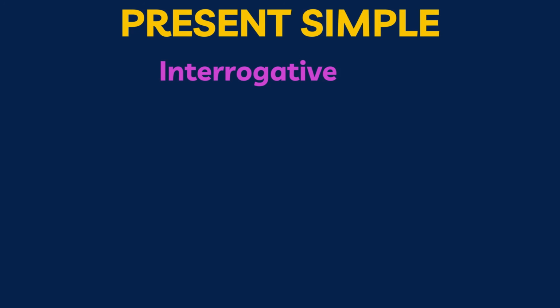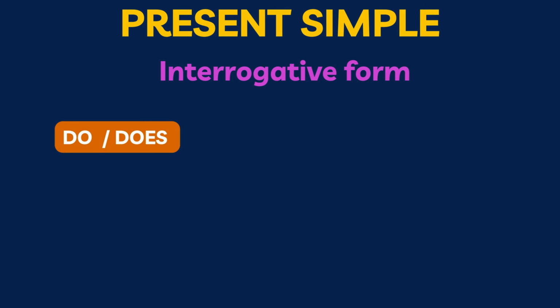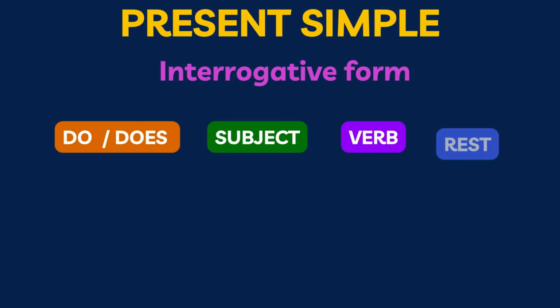Finally, you will learn how to form questions in the present simple tense. Just follow this structure. Do or does if it is the third person singular, followed by the subject, followed by the verb, and followed by the rest of the sentence.